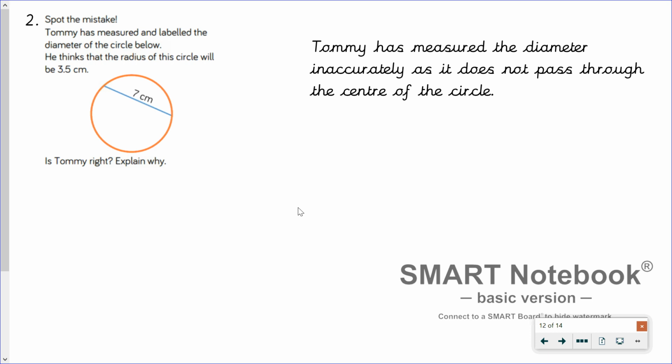Second one, spot the mistake. Tommy has measured and labelled the diameter of a circle below. He thinks the radius of this circle will be 3.5. Is Tommy right? Now, the diameter is 7, and the radius would be 3.5, but Tommy has measured the diameter inaccurately. Why? Because it does not pass through the centre of the circle. It just is a random line. Okay, so remember we said it needs to pass through the centre of the circle, so he's incorrect.